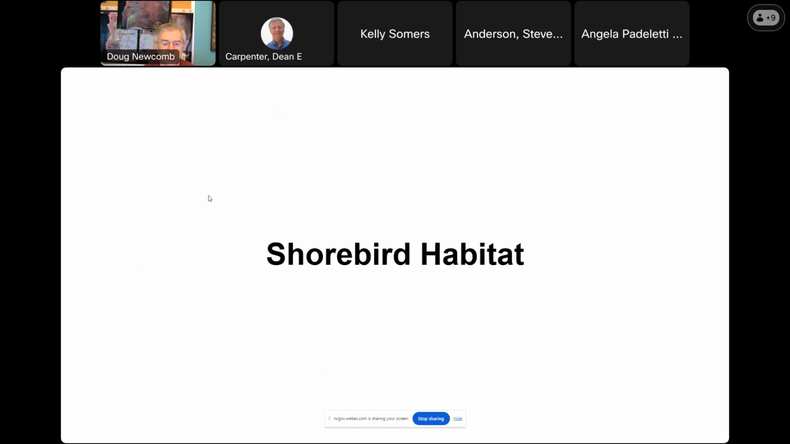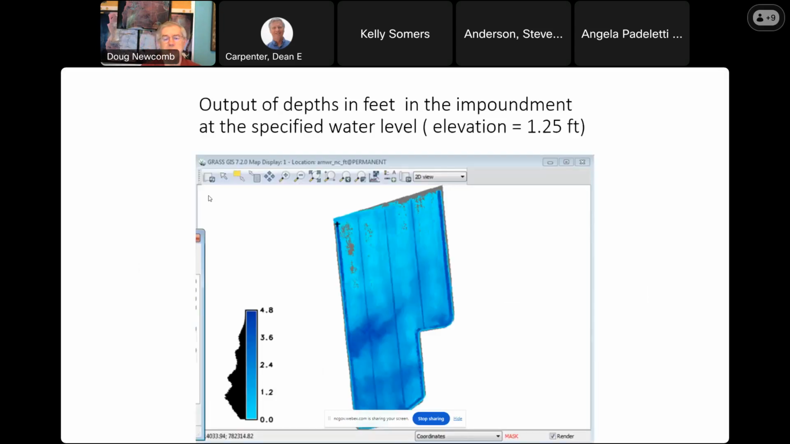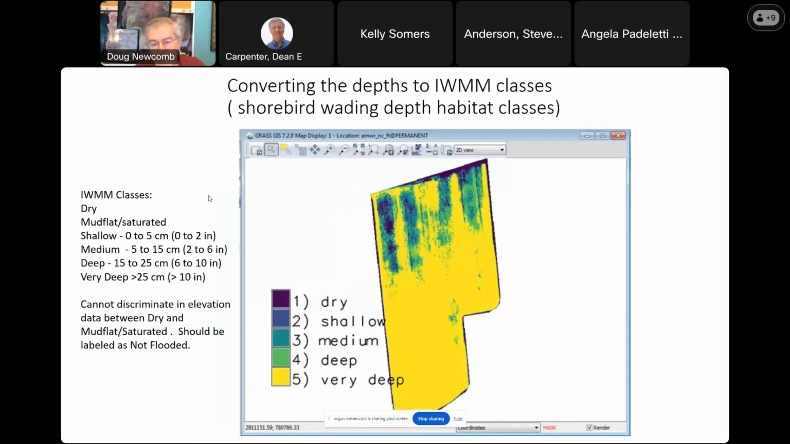So let's start with a little bit of shorebird habitat. This is one of our impoundments at Alligator River National Wildlife Refuge. And we fill these up during the waterfowl and shorebird migration seasons. And we can fill it up to a specific elevation. We can tell how much of each depth class is in that. And then you can translate that for shorebirds into different shorebird and wading depth habitat classes, because different bird species have different leg lengths. They can work with different depths of water.